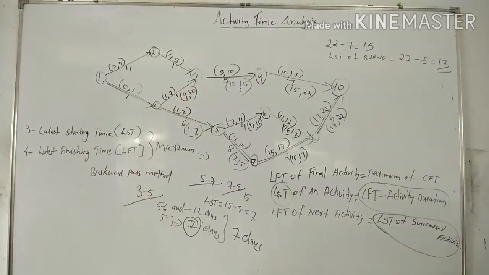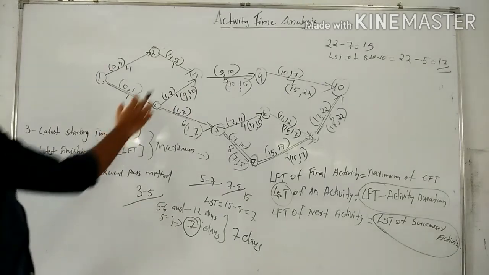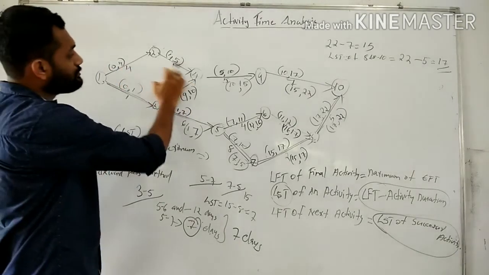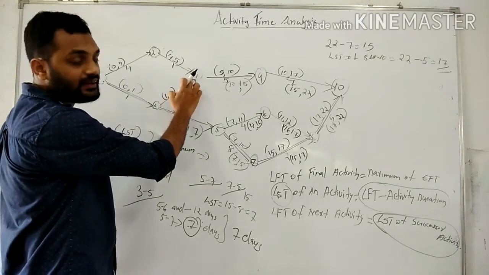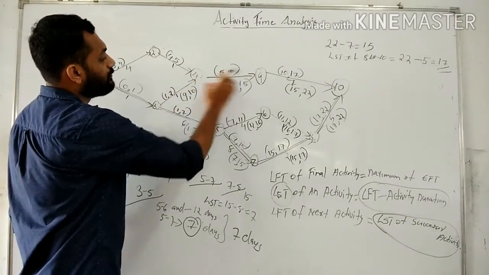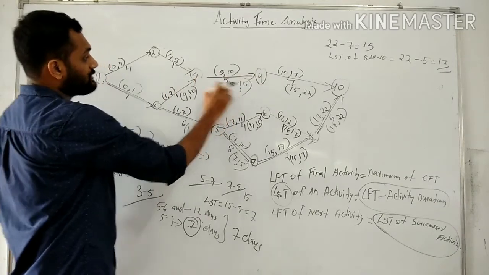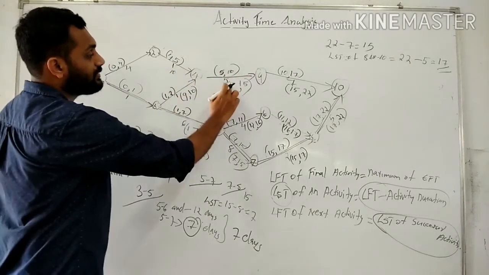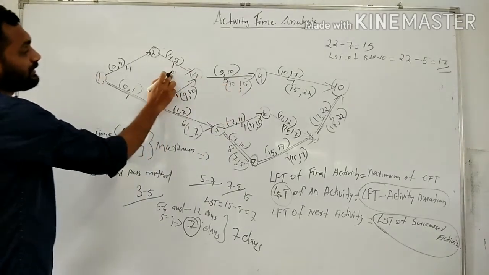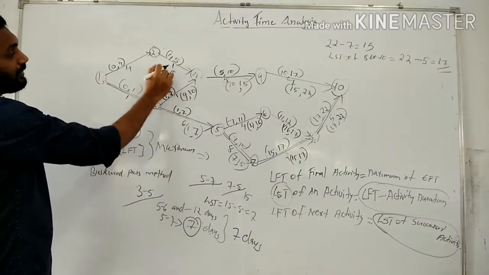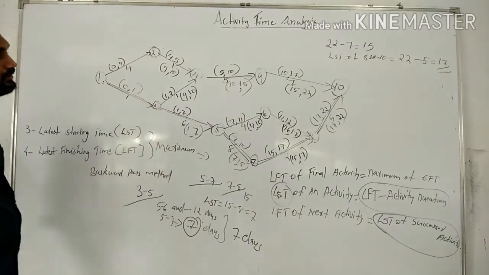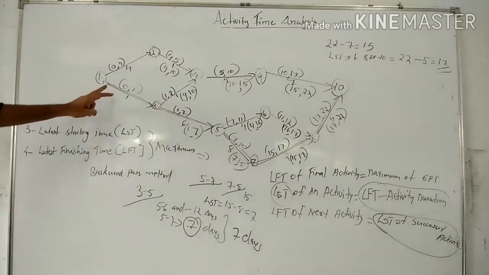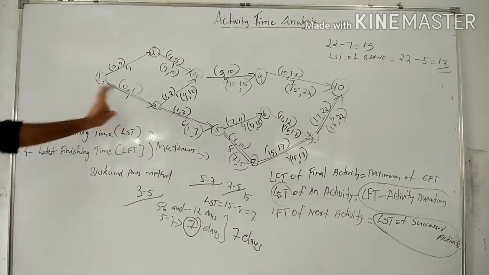Then for activity 2 to 4, the successor activity is 4 to 9. The LSP of 4 to 9 is 10 days. So 10 is the LSP. 10 minus 1, that is 9 days. 9, 10.